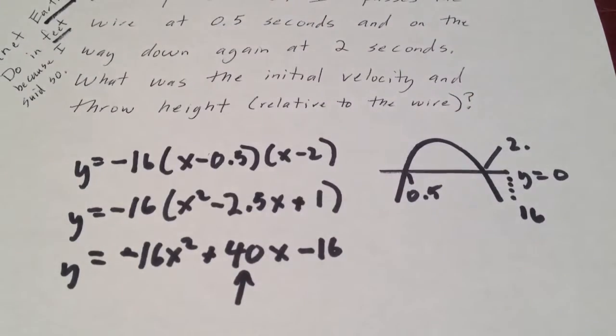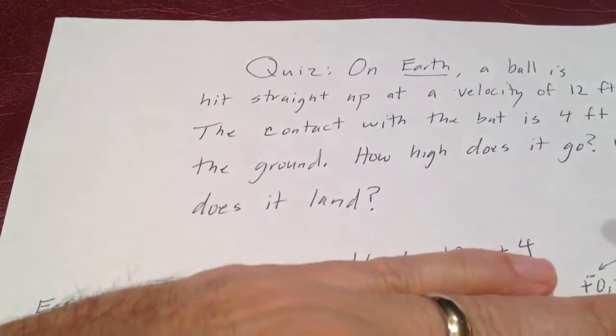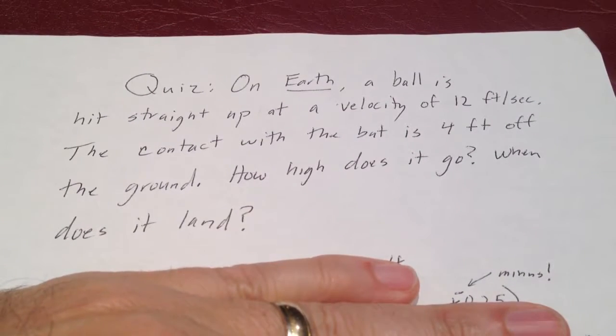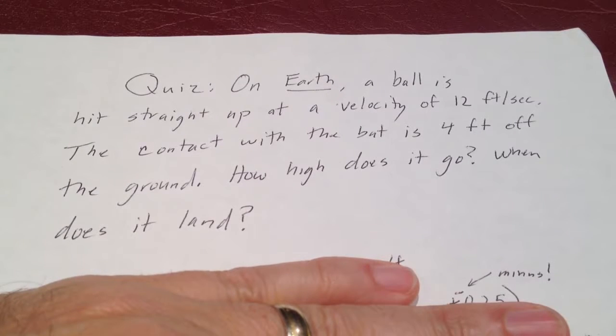All right, almost done. Got a little quiz for you. Okay, on Earth, a ball is hit straight up at a velocity of 12 feet per second. The contact with the bat is 4 feet off the ground. How high does it go? When does it land? So try that, then I'll review the answer and you can freeze it.